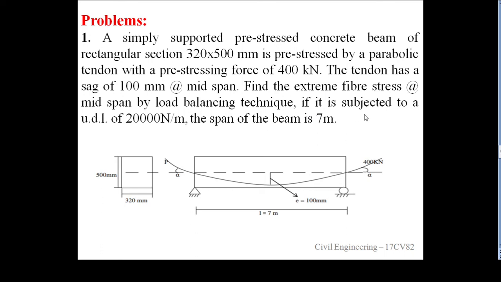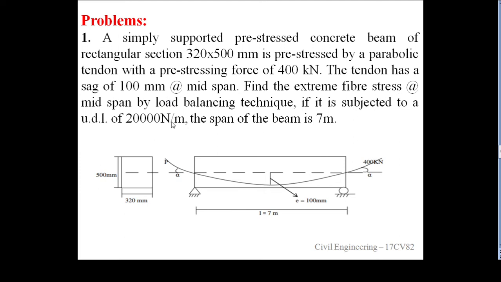If it is subjected to a UDL of 20,000 Newton per meter, the span of the beam is 7 meter. Then the cross section is given here, 320 width and depth of 500 mm. A pre-stressing force of 400 kilonewton here, 400 kilonewton here each. Then alpha is not given. You can calculate this alpha by using this. e is equal to sagging of 100 mm. Sagging means downward. Here 100 mm here.